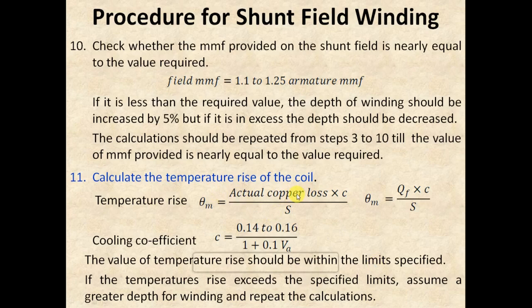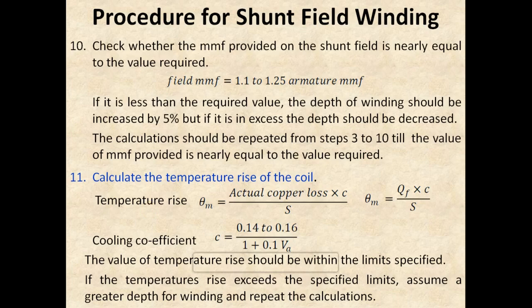Next check is the temperature rise of the coil. The temperature rise can be easily identified by using the relation QF into C by S. We have already studied this relation in our temperature rise video session. That was our second video session. There we studied that the relation for temperature rise was theta m is equal to Q by S lambda, and that 1 by lambda can be replaced by C. So the temperature rise relation will be QC by S, where C is the cooling coefficient and its relation is also given here. So you have to calculate the value of temperature rise and see if the temperature rise is within the safe limits or within the specified limits.